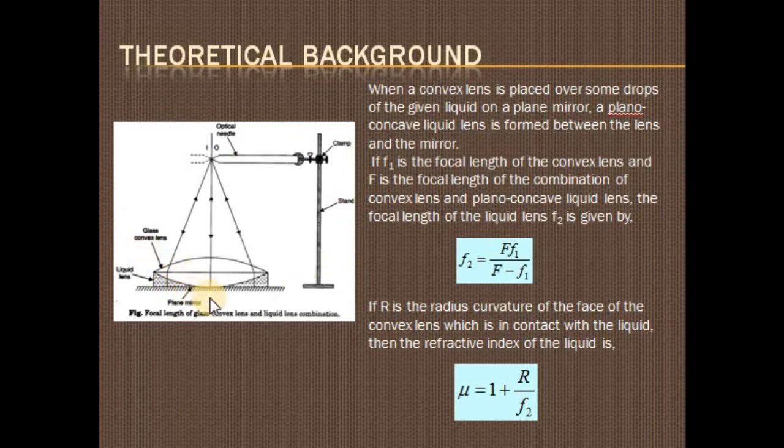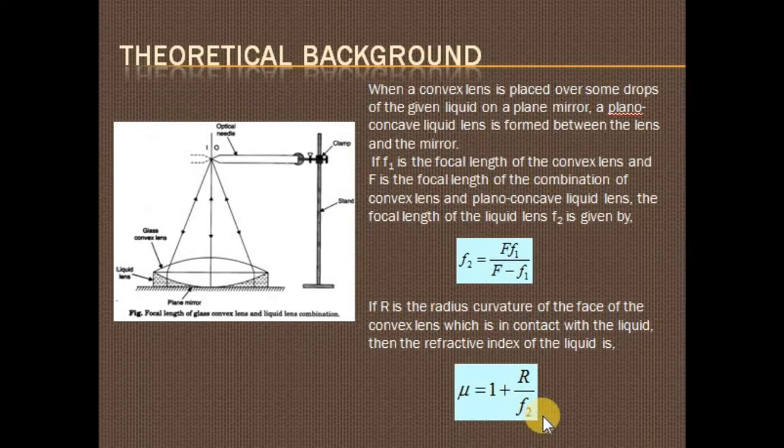But before that, one thing you again need to find out, and that is called the radius of curvature of this convex lens, and that can be easily found out by a spherometer. So after finding out the radius of curvature of the convex lens, you have to put that value in this relation to find out the refractive index of the liquid.